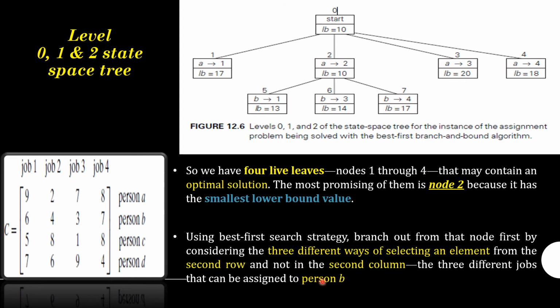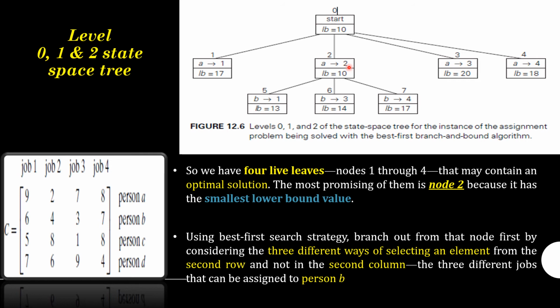So the second point tells about the construction in the next level, that is, at the second level. So how to construct at the second level? Obviously we need to select this promising node to branch out to the next level, right? So how to assign? Let us see. A is fixed; with respect to person A, job 2 is assigned.